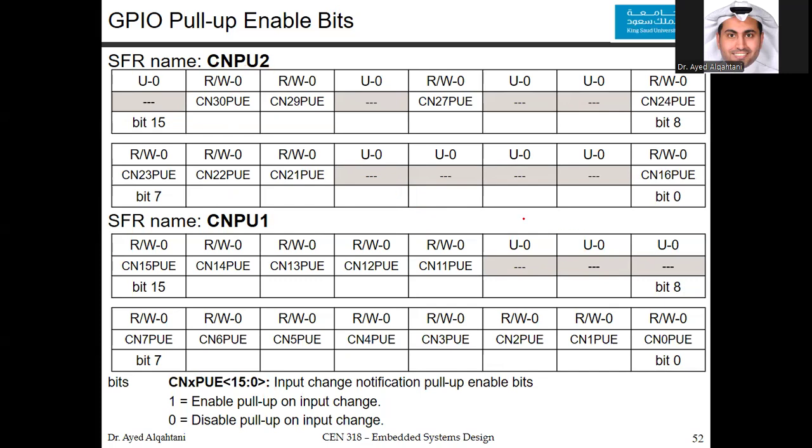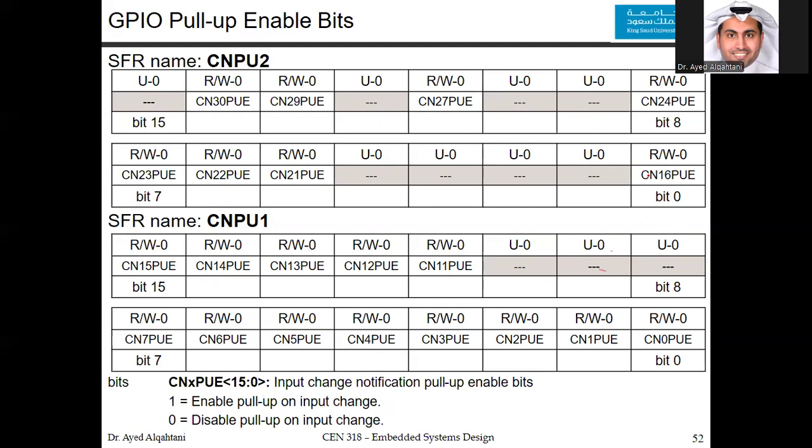If you go to the 24-pin diagram, you could see that there are change notifications. It's from 0 all the way to 30. And some of them are missing, as you can see here. So the CNPU1, it's from 0 all the way to 7. They are all there. And then 8, 9, and 10 are missing. You have 11, 12, 13, 14, and 15. And you can see exactly which pin is associated with each one of them.